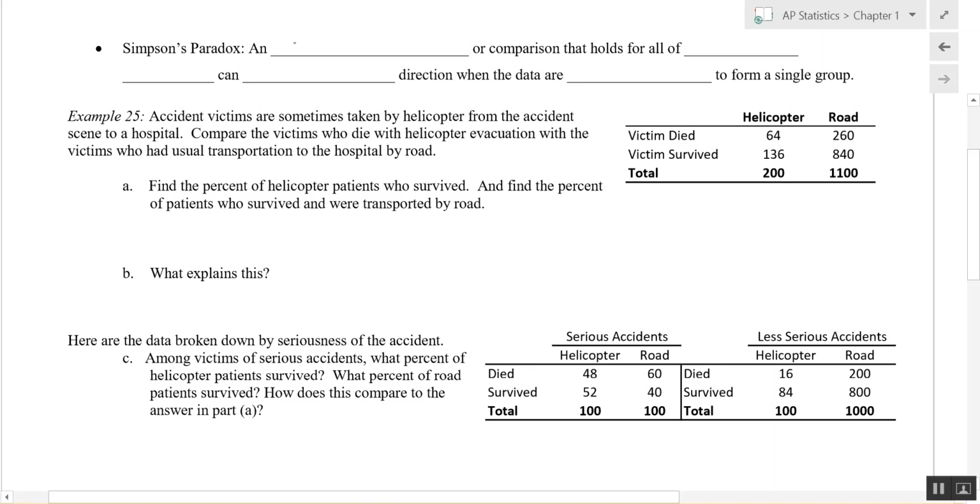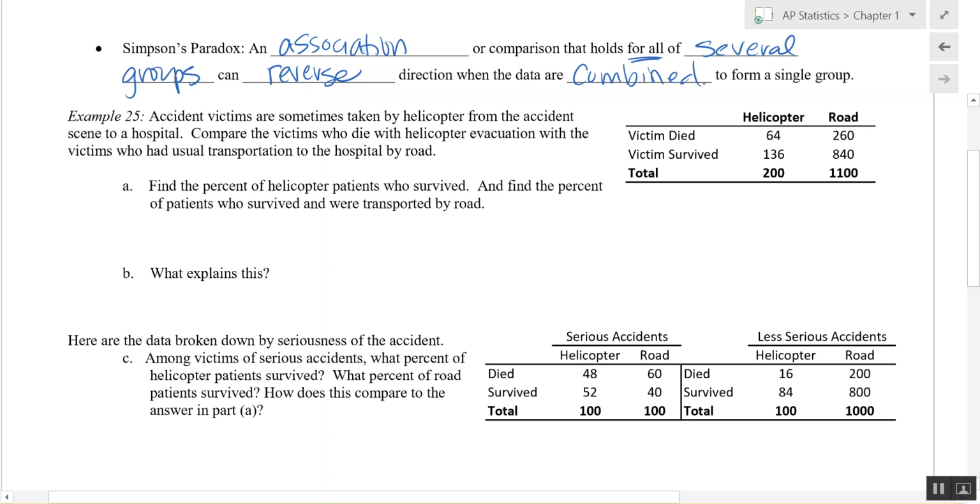So we're looking at an association or comparison that holds for all of several groups, but can reverse direction when the data are combined to form a single group. So we're going to look at this.